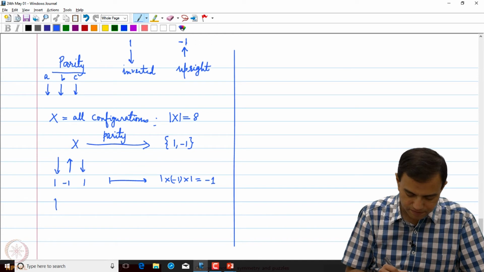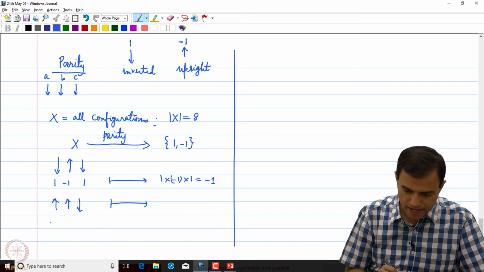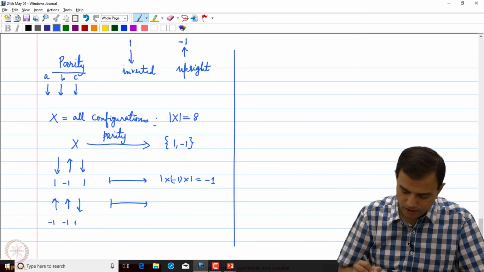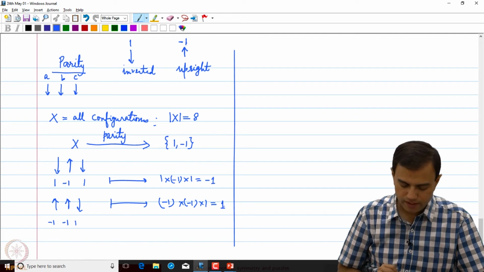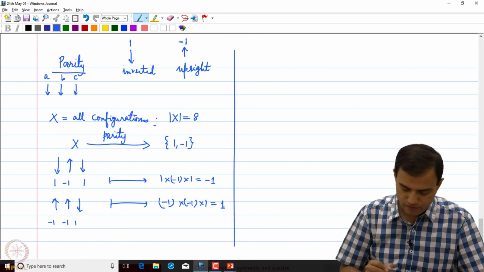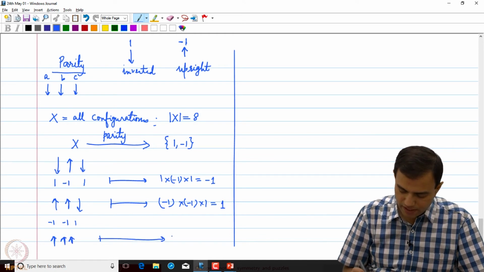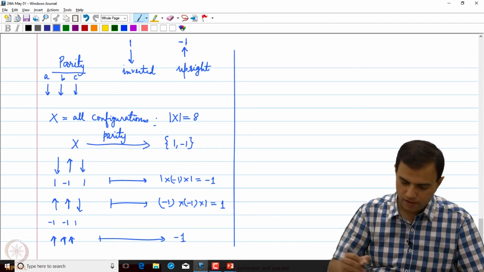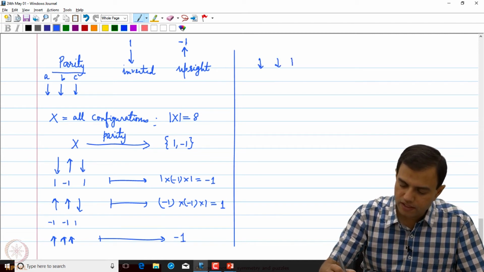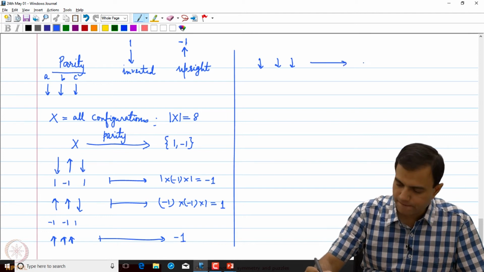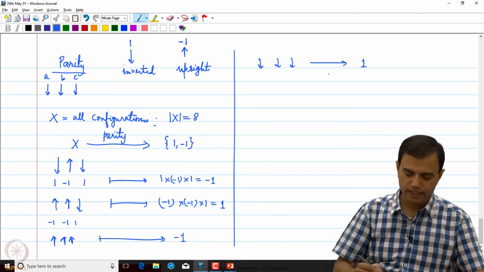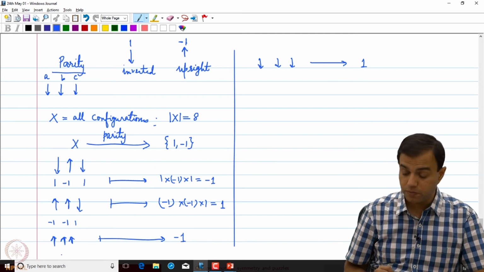Some other state, I have -1, -1, 1. So the product is 1. Okay. So here if you observe, this has parity -1, while this has parity 1. 1 into 1 into 1, and this is -1 into -1 into -1, so parity is -1.